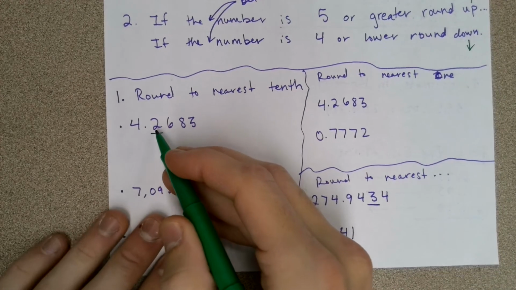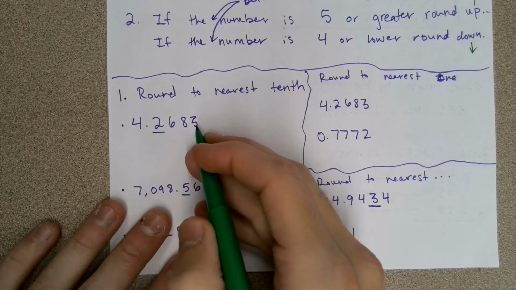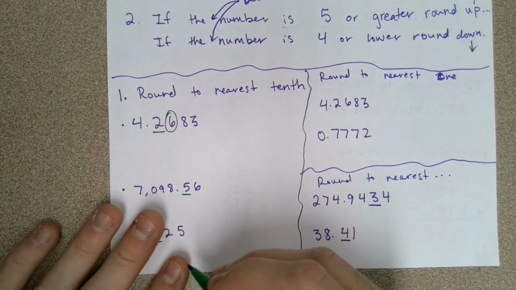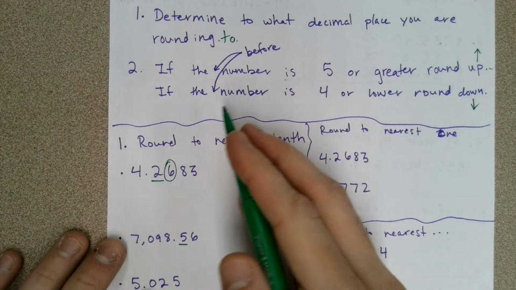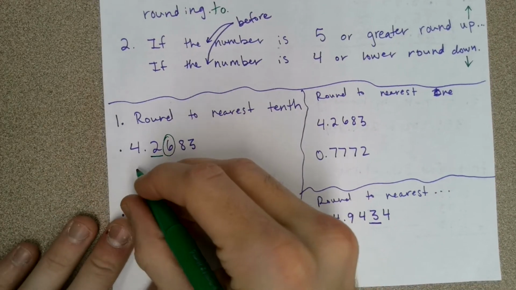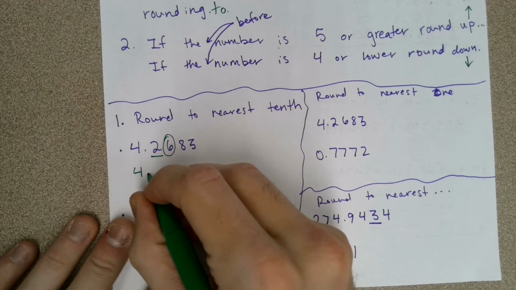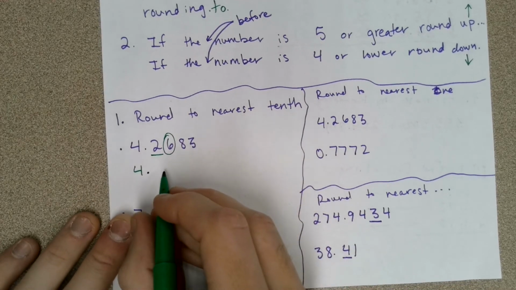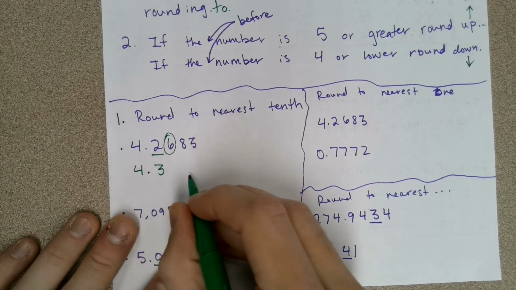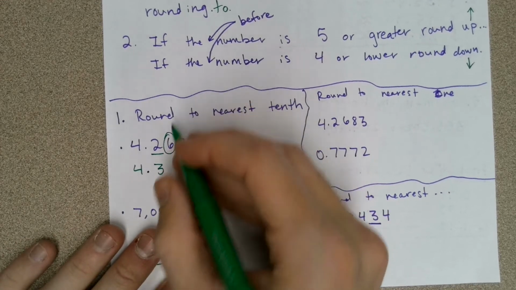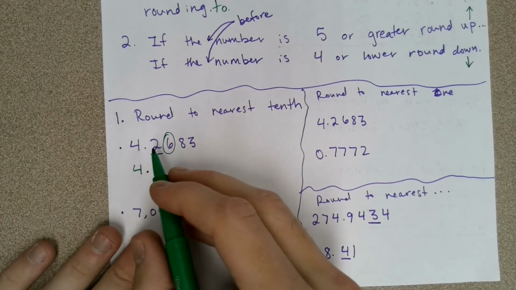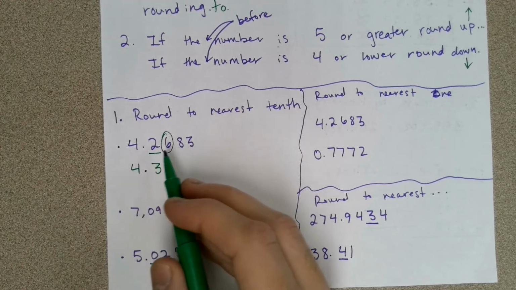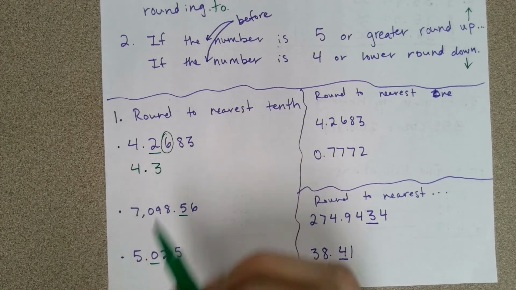Right here we have 4.2683. This number is what we're looking at. It is 5 or greater. It is bigger than 5, so this is going to round up to 4.3. You got it. 6 is going to help us round up. The closest thing to 4.2683, if we're rounding to the nearest tenth, is 4.3.